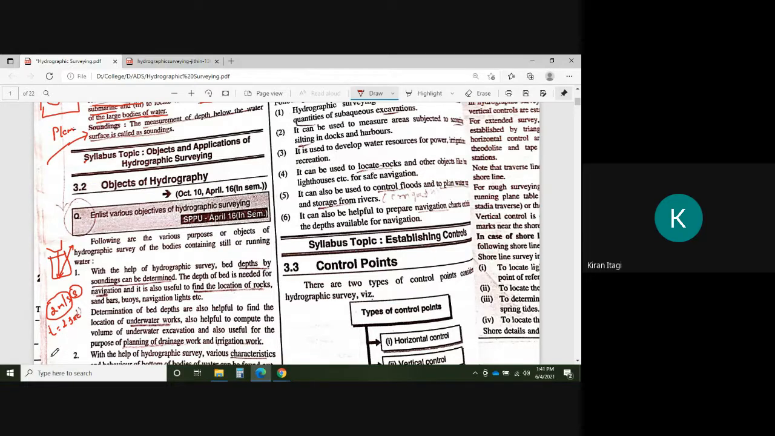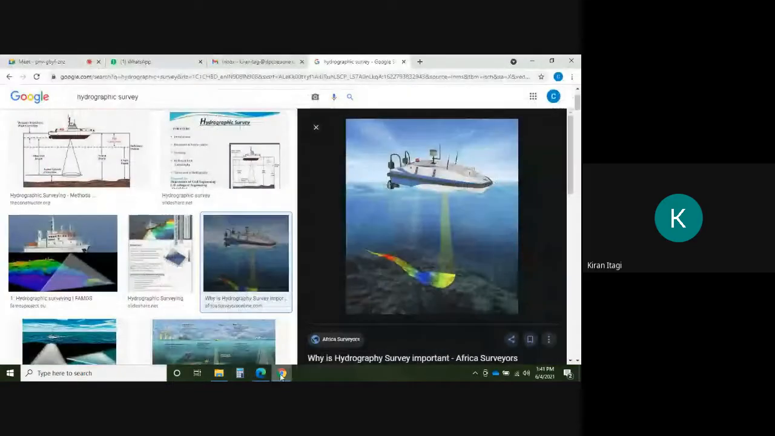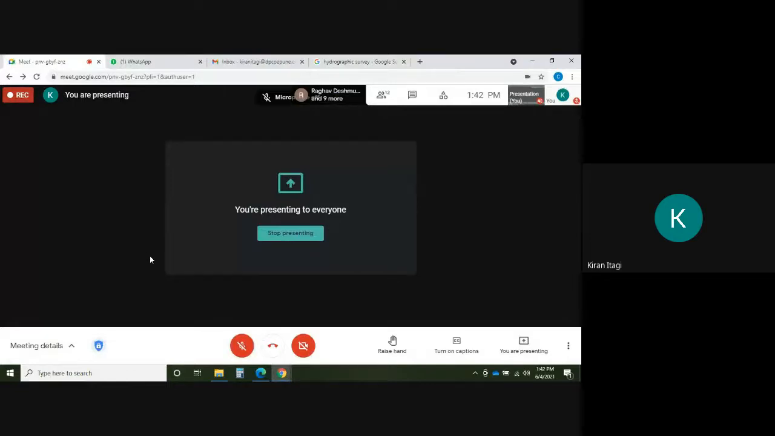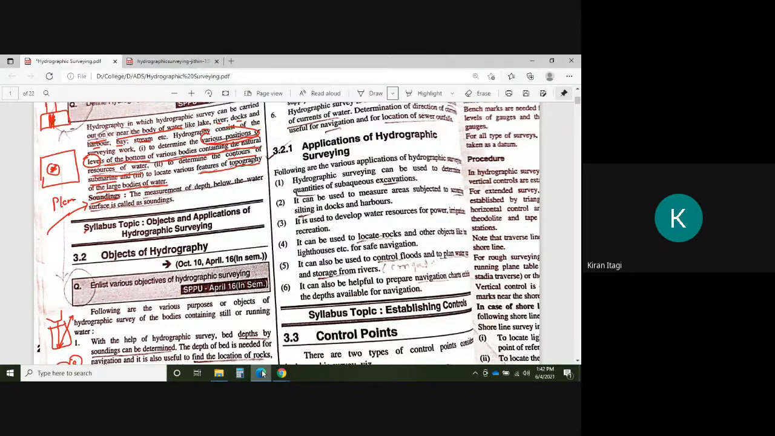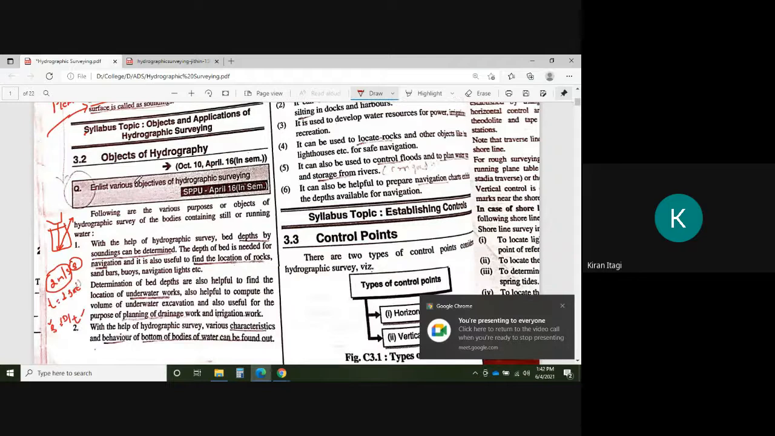And we know the simple formula, that is speed equals distance traveled divided by time taken. We know the speed, we know the time, so we will get the distance. So here in hydrographic surveying, sounding is most important. So we will go for the objectives.